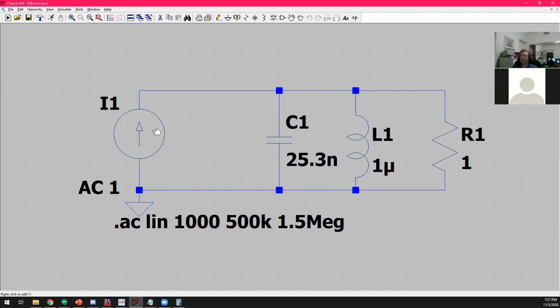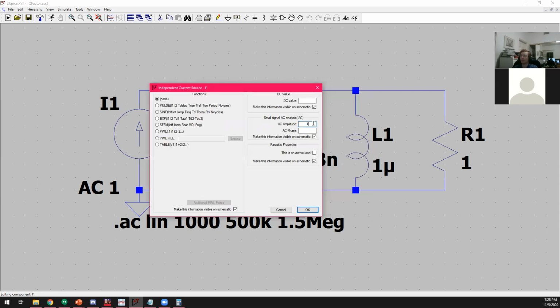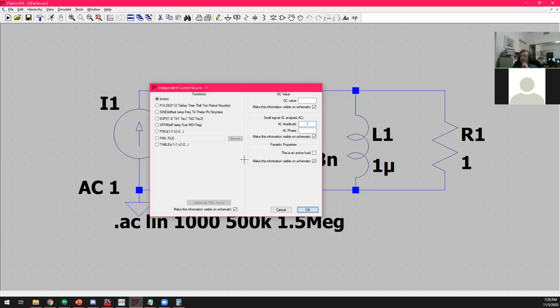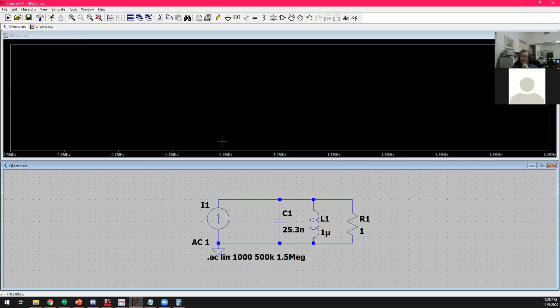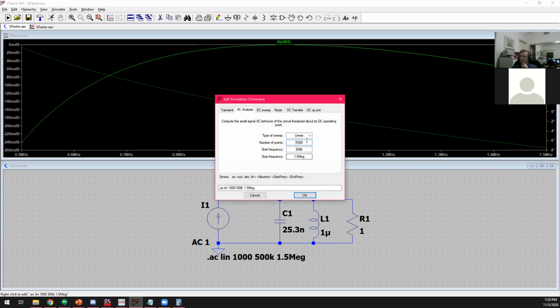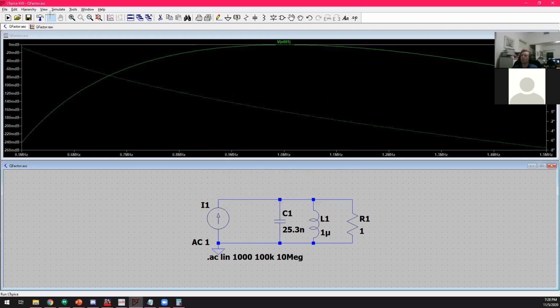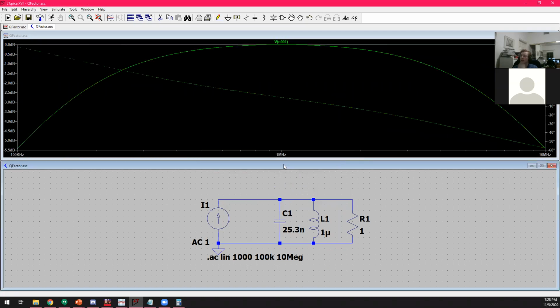And I have a current source here, and let me open this. I have an AC amplitude set here. So I'm just sweeping frequency and seeing how this circuit responds to basically a 1 amp current source. So I'll simulate and I'll plot the voltage. And let me increase the frequency range here to, I don't know, 100 kilohertz to 10 megahertz. Okay, and then we plotted the log scale.